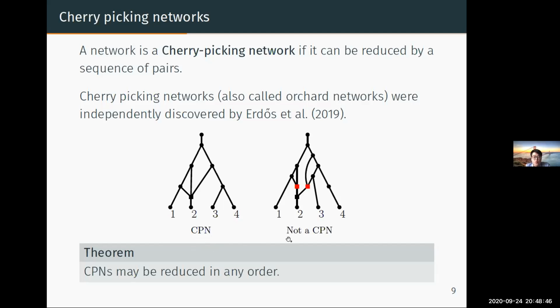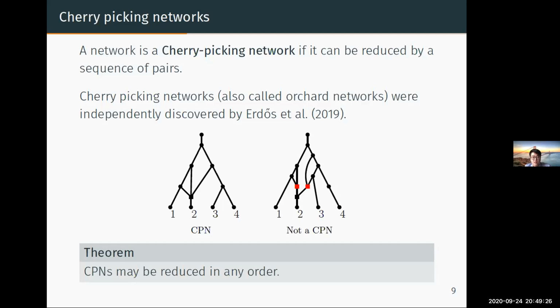And on the right here, we have a network that is not a cherry-picking network. And the reason why this is not a cherry-picking network is because the parent of 2 is a reticulation. Now, what that means is at some point, we want to pick a pair that contains 2 as a reticulated cherry. But we see that both parents of this reticulation, so these 2 red nodes, are both reticulations, meaning that this 2 can never be in a reticulated cherry.